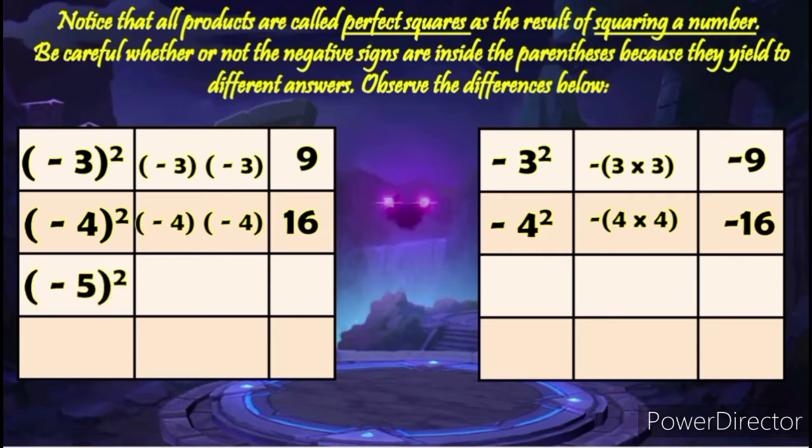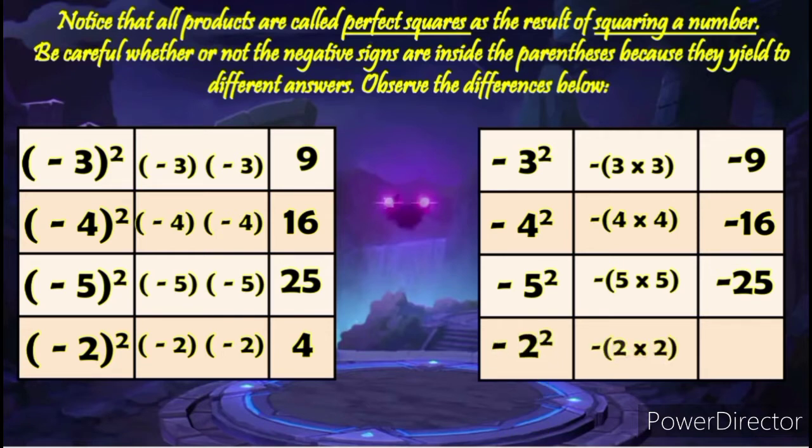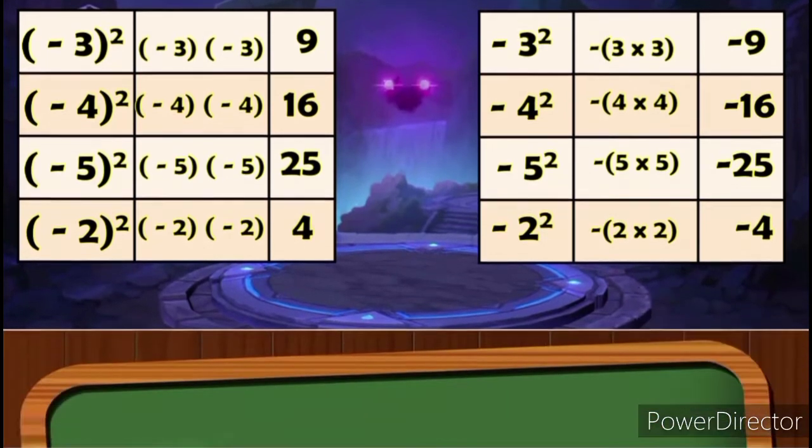Now we have negative 5, quantity squared. We have negative 5 multiplied by negative 5. The product is 25. But negative 5 squared, we have negative multiplied by the product of 5 and 5. The answer is negative 25. In our last example, we have negative 2, quantity squared, expressed as negative 2 times negative 2. The answer is positive 4 or 4. But if the given is negative 2 squared, we have negative multiplied by the product of 2 and 2. Then the product is negative 4.